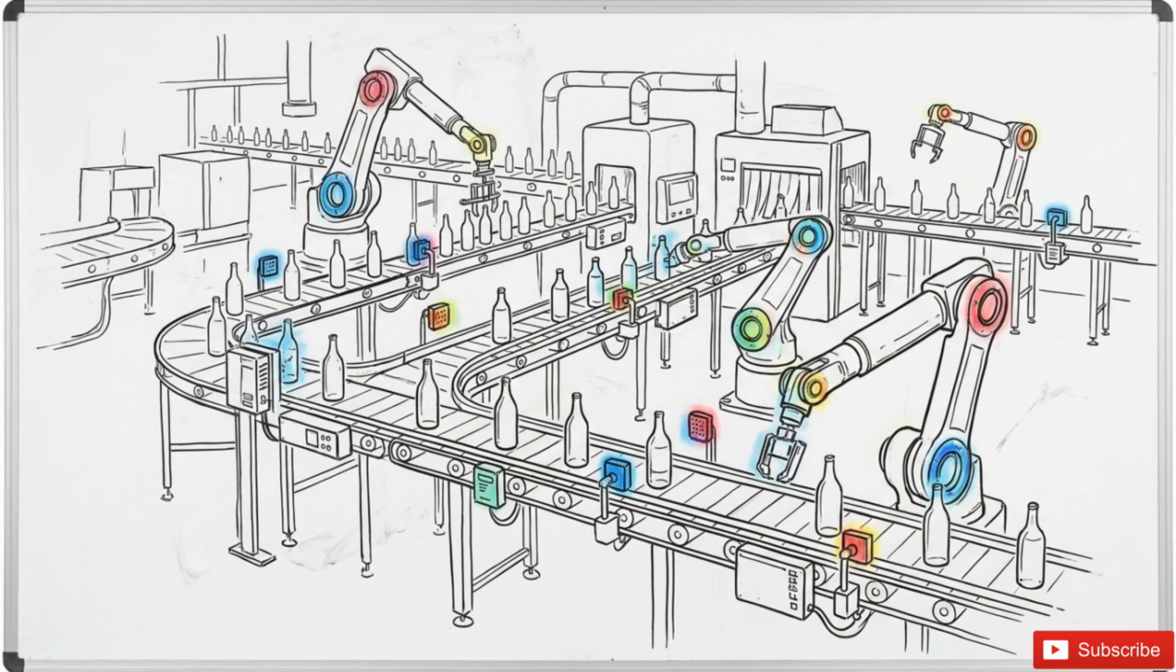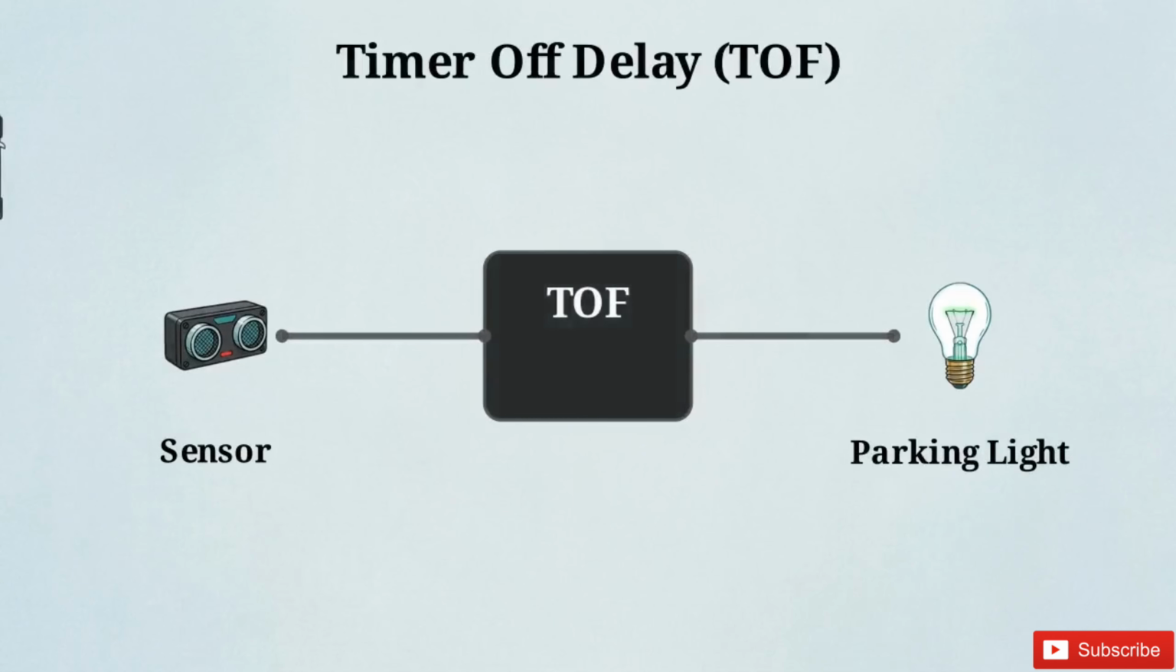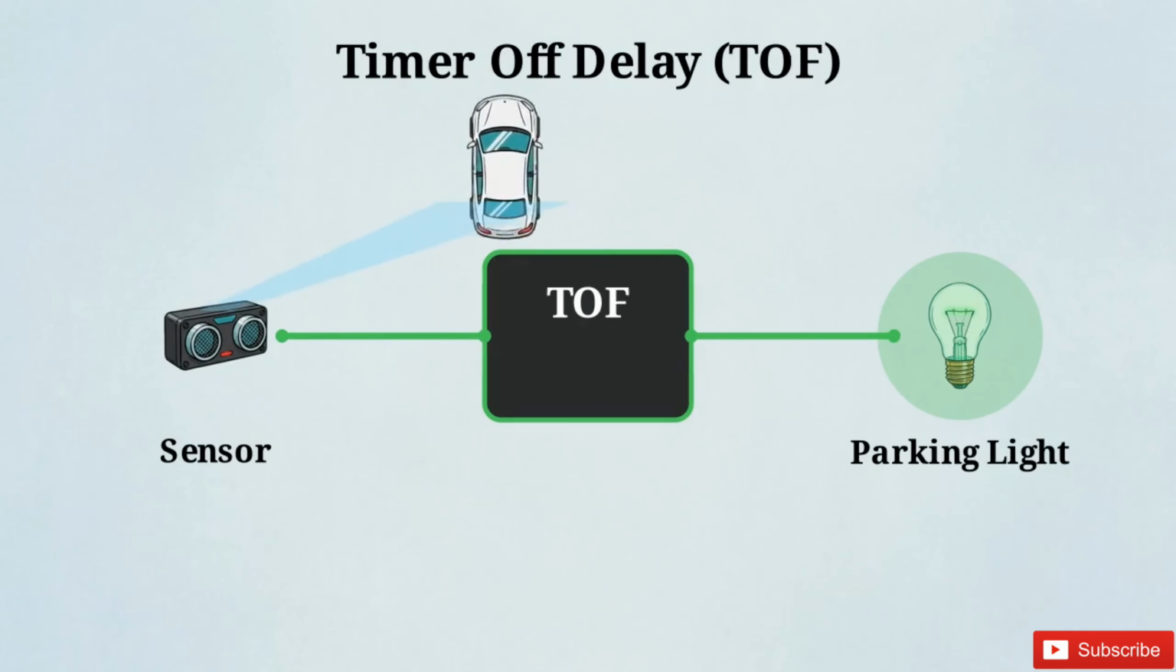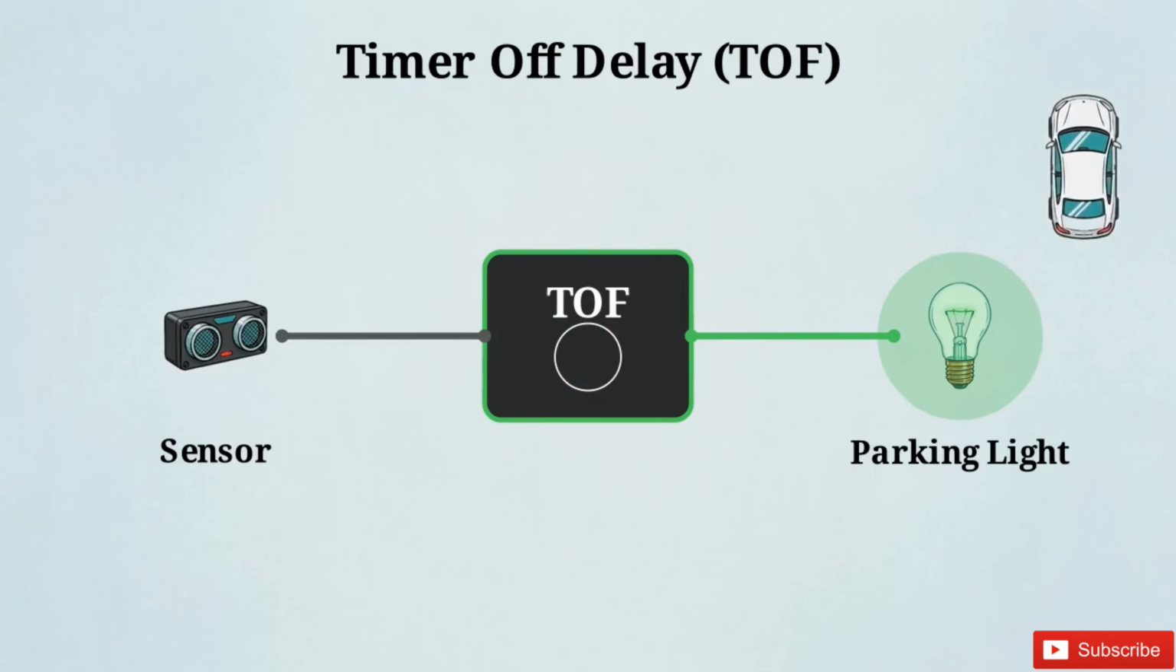These principles of memory latches, negated coils, and conditional timers can be applied to much larger industrial systems. Try adding a delayed off timer to the parking sensor to practice building more complex sequences.